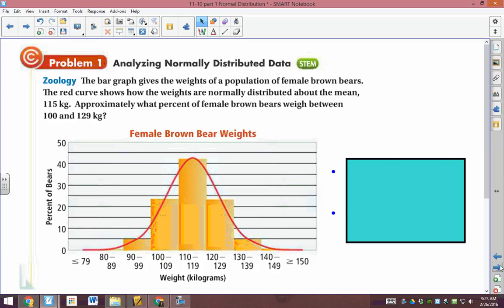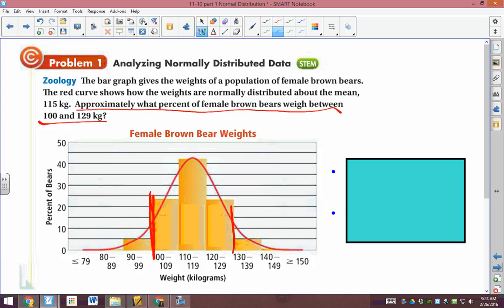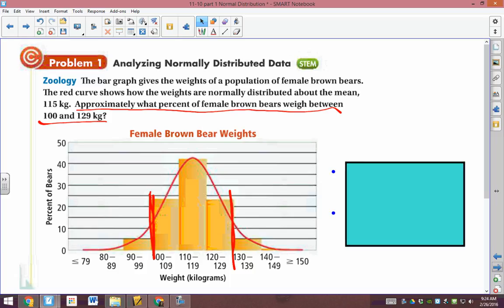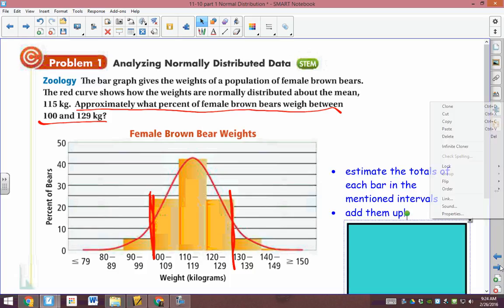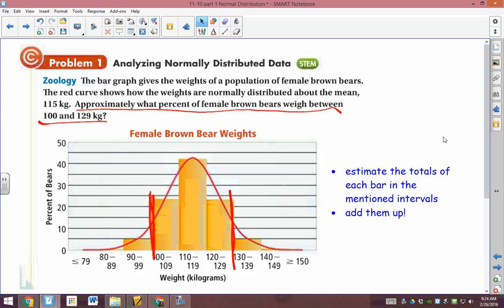And we have an experiment or a sample, and that data is contained in this histogram, and those are the orange bars. So there's little ranges of the weights, and they counted what percent of the female brown bears fit into each category. Question says approximately what percent of female brown bears weigh between 100 and 129 kilograms. So 100 is here on our little range, and 129 is here. We are going to use the scale that they gave us to estimate the totals in each bar, and then add them all up to get the appropriate percentages.